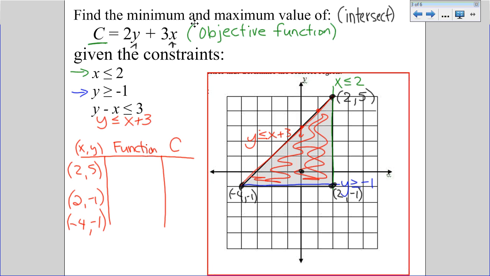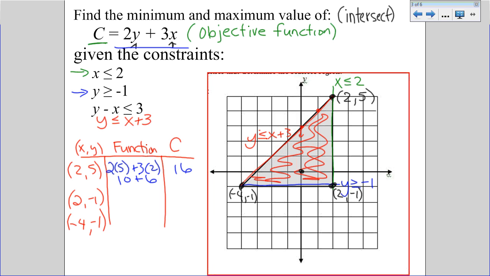All right? So when I plug those in, I'm plugging them into our objective function. So I have 2 times 5 plus 3 times 2. Notice here x and y are switched around. So the y is getting plugged in first, x is getting plugged in second. 10 plus 6, you can do mental math or on your calculator, we get 16. I don't know whether that's the maximum or minimum, so I keep going.